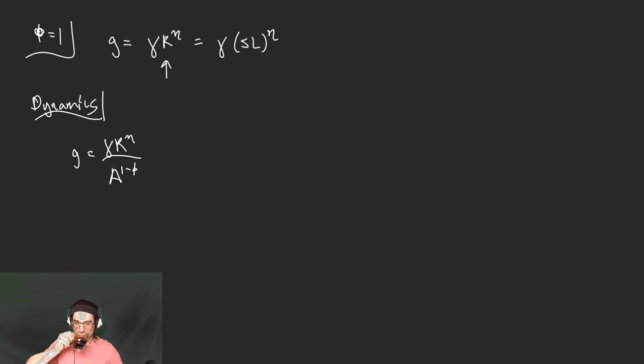Now we can find the dynamics of this just by taking a growth rate of that whole equation. The growth rate of the growth rate is G dot over G. I'm not going to write G sub G, it's just too confusing otherwise. We know how to evaluate this. It's just the growth rate of the numerator minus the growth rate of the denominator. So it's going to be eta, and let's say we have a situation where S is constant and we have population growth for now. So eta times N is the growth rate on top, and minus 1 minus phi times G itself on the bottom.